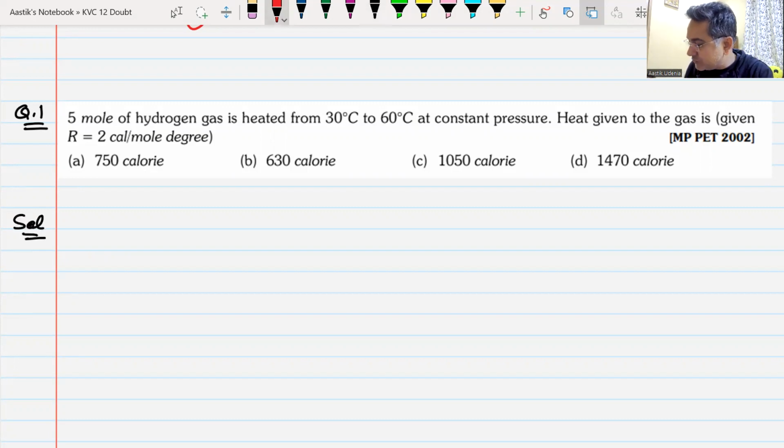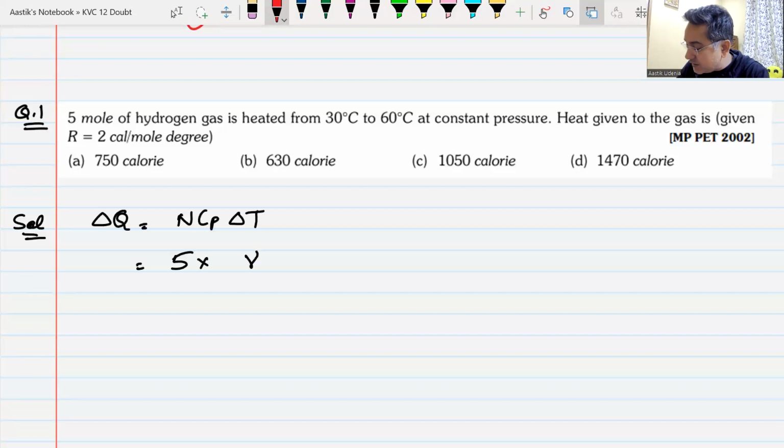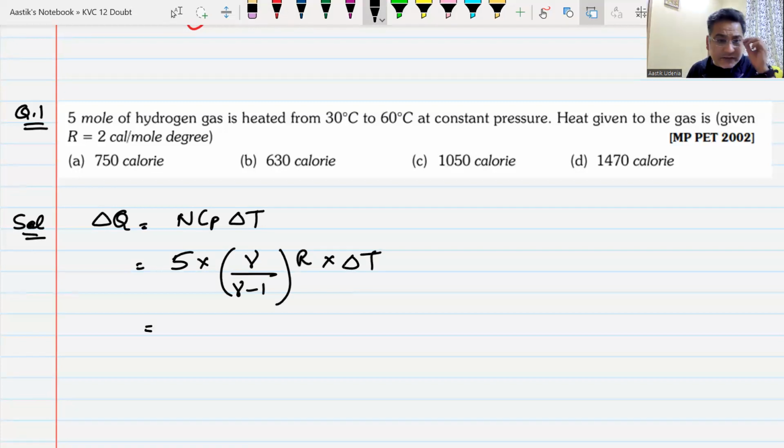What is the heat given to the gas in this process? That is simply equal to nCp delta T. n is given as 5. Cp, you can find out as gamma upon gamma minus 1 into the value of R, into R into change in temperature. What is gamma for this gas? This is a diatomic gas, yes or no?